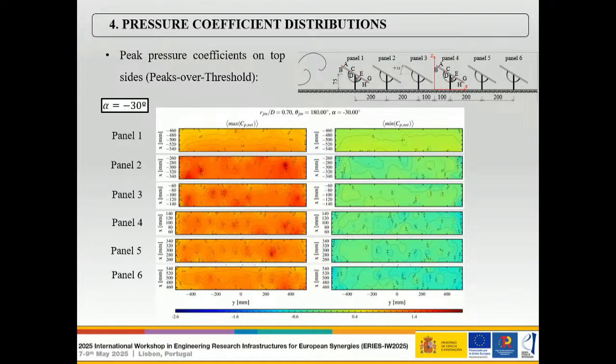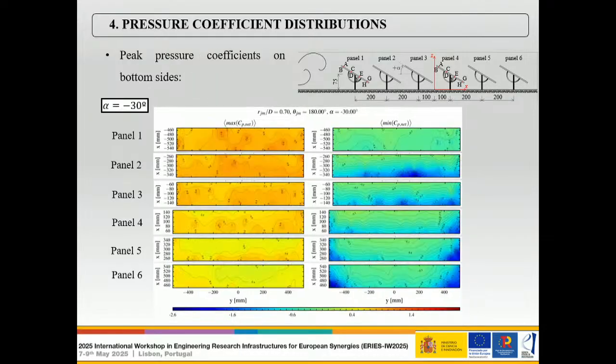So these are the peaks that have been obtained applying the peaks over threshold method, as suggested by ASE. These are for the minus 30 degree tilt angle. This is maximum CP and minimum CP on the top side of the panels. There is an obvious difference between panel 1, which is mainly receiving the downburst, and the other ones that are in the wake, so to say.